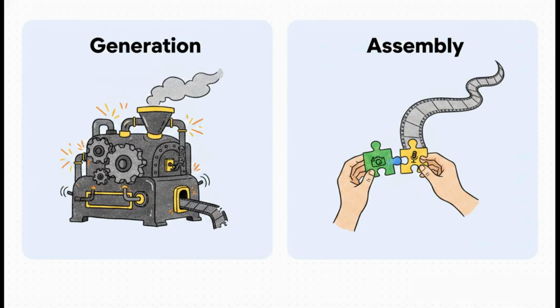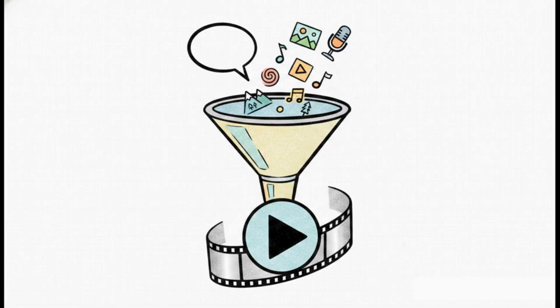Instead, you need to look at AI assembly. Assembly is brilliant because it pulls together existing assets and layers in an AI voice, which means you can create up to 30 minutes of continuous content in one go. That's a massive difference.